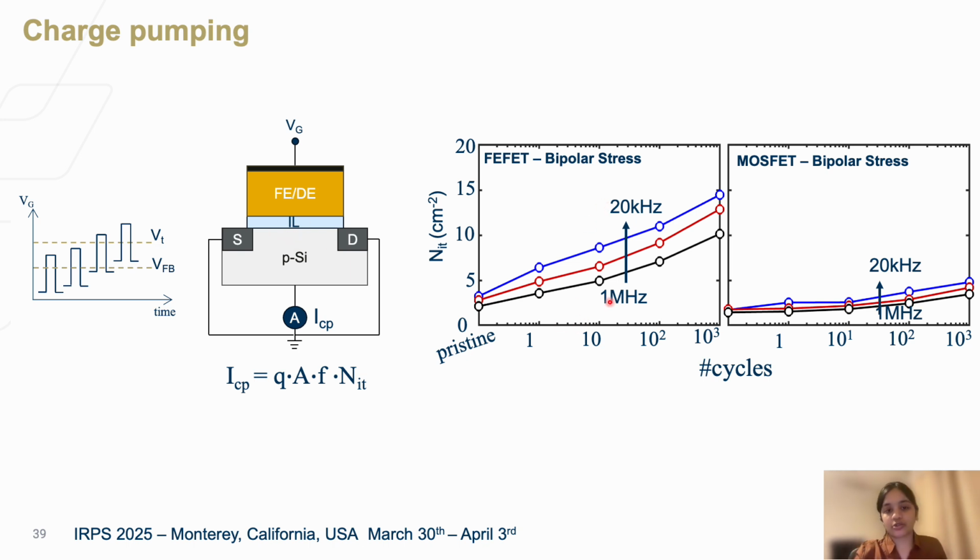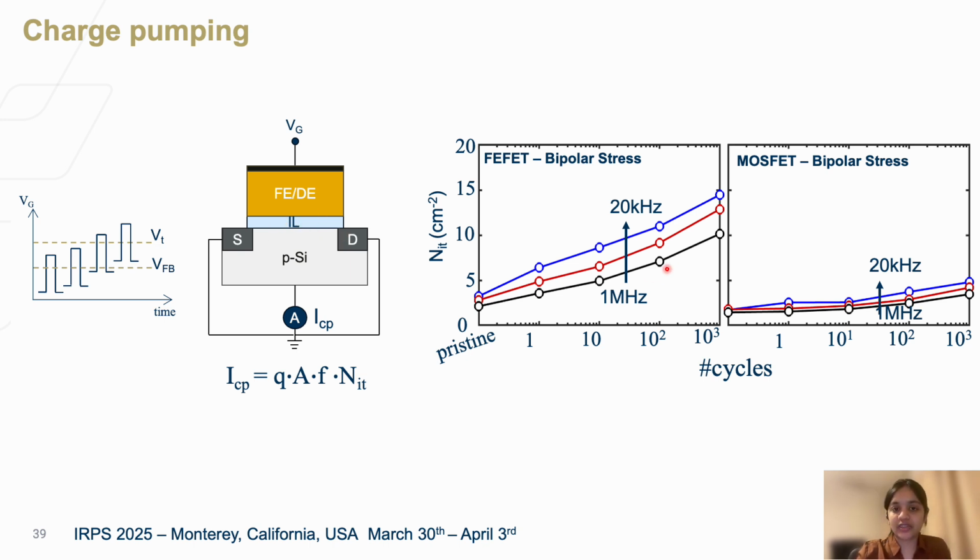So if we look at the results over here, we apply a high frequency pulse to this device across cycling, and we see an increase in the traps generated over cycles. Now, if we perform the same cycling along with low frequency pulses, we see that the amount of traps that we detect are higher, meaning that there is trap generation not only close to the channel, but also far away from the channel happening.